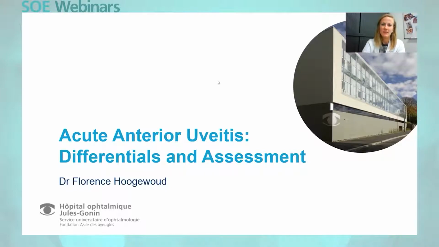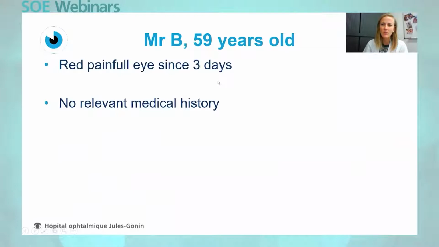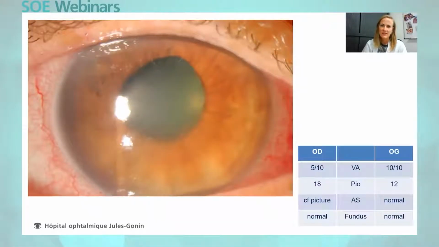So I'm going to present a case of anterior uveitis. It's a 59-year-old male who came to the ER with a straightforward history of red painful eyes for 3 days. He had no relevant medical history. So the status was like that.